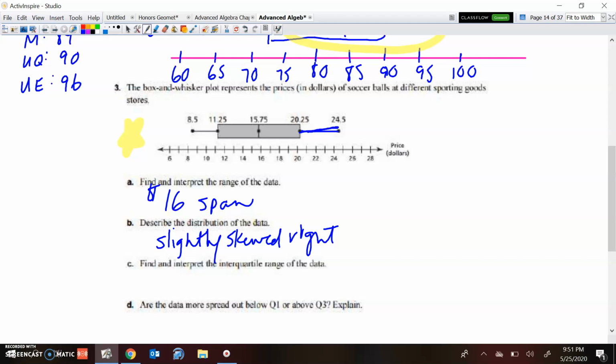Okay, alrighty, so find and interpret the interquartile range. So I said we'd come back to that.